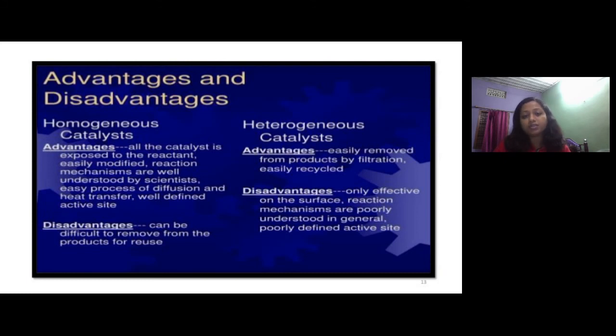In case of heterogeneous catalyst, the advantage is it is easily removed from products by filtration and easily recycled. But in case of homogeneous catalysis, these catalysts are very difficult to remove from the products for reuse. And heterogeneous catalysis disadvantage is that it is only effective on the surface. Reaction mechanisms are poorly understood in general and poorly defined active sites.